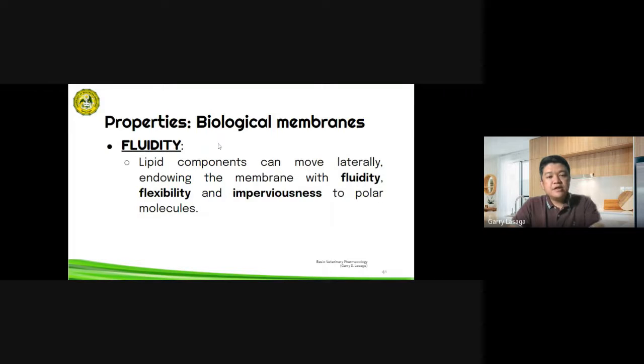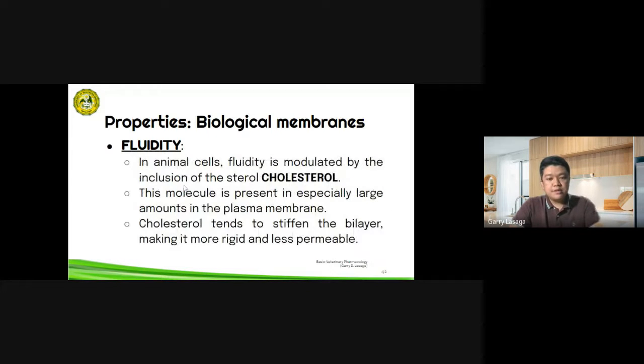Another important property of the cell membrane is fluidity. The lipid components can move laterally, endowing the membrane with fluidity, flexibility, and imperviousness to polar molecules. This property of being fluid, flexible, and impervious is attributed to the lipid component of the cell membrane. When we say imperviousness, that is the inability of polar molecules to penetrate the cell membrane. An example of a polar molecule is water.